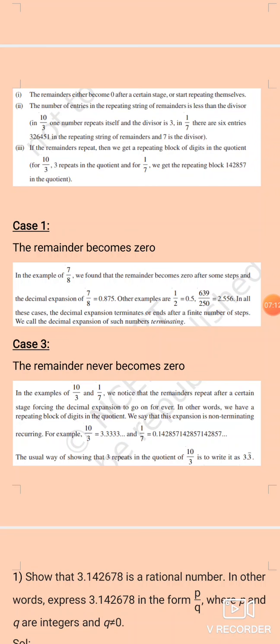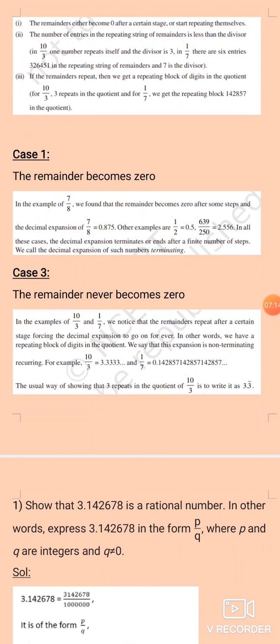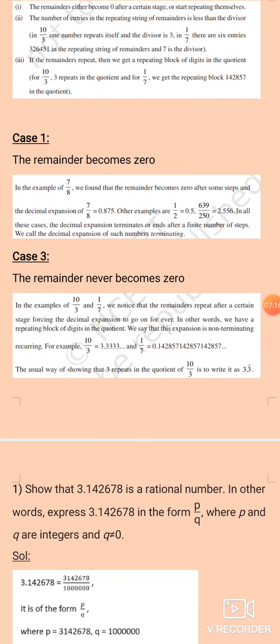Okay. Now the problems. Listen carefully. Show that 3.142678 is a rational number. In other words, express this in the form p by q, where p and q are integers and q not equal to 0. So listen, we need to show this number 3.142678 is a rational number. So we know the definition of a rational number. What is that? Yes, the numbers which can be written in the form p by q.